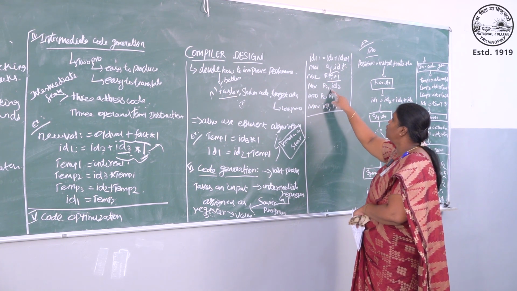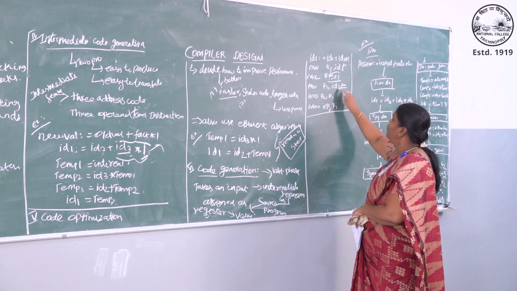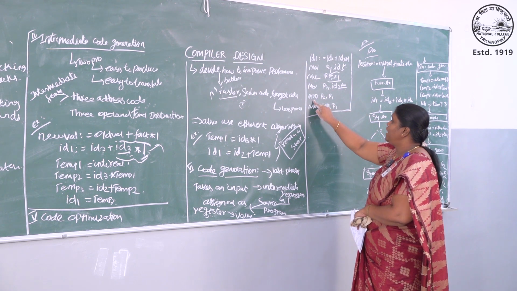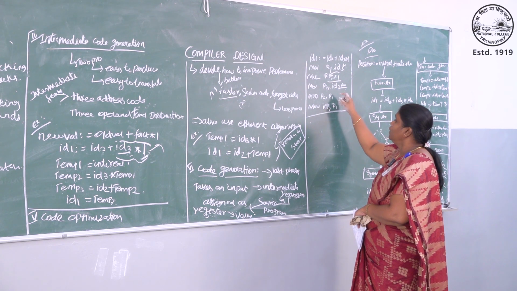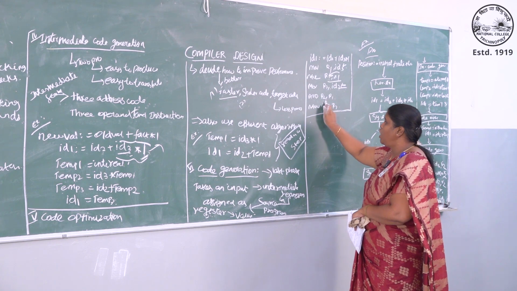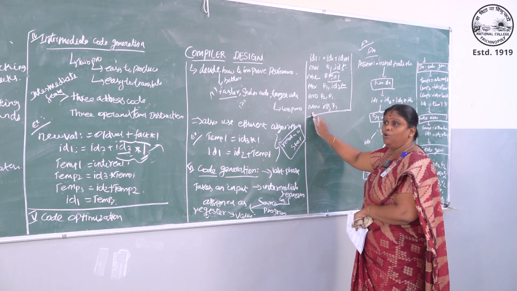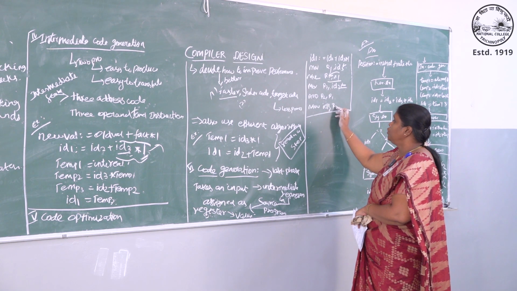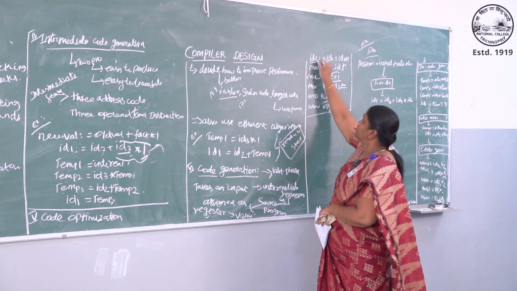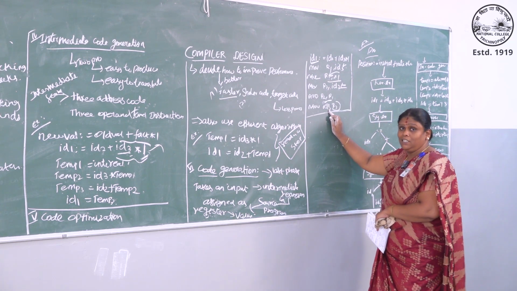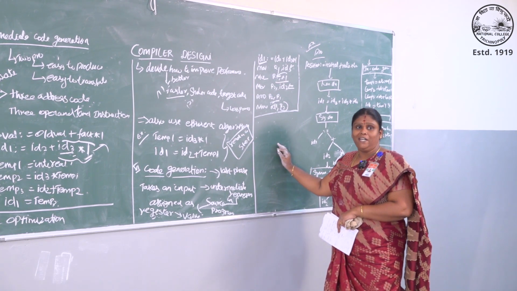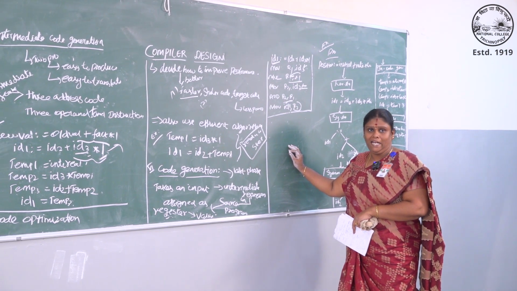Next, move R2 comma ID2: the value of identifier 2 is moved to R2. Next, add R2 comma R1: this adds the R1 register and the R2 register. Then move R2 comma ID1: the whole R2 value is assigned to ID1. This is how we use registers. Now we have completed the phases of a compiler.